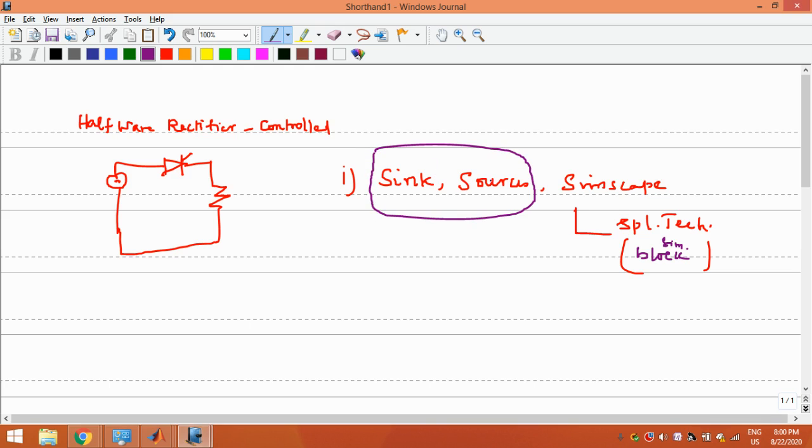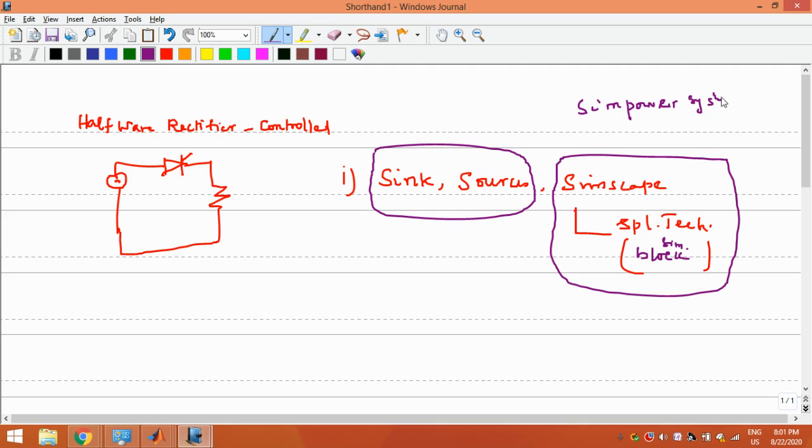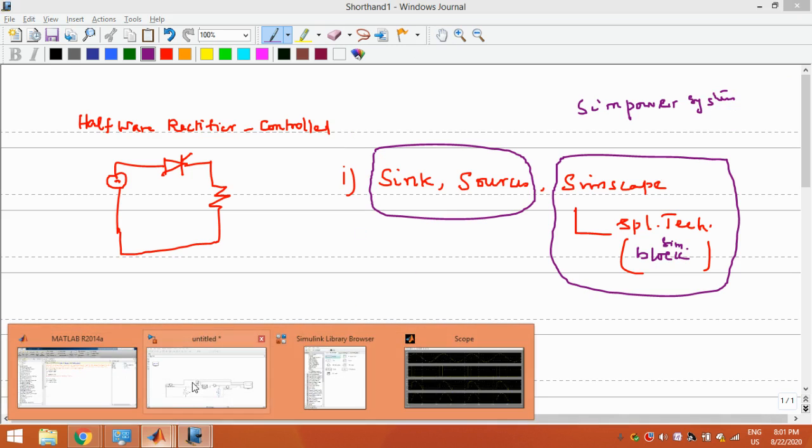Peripherally you need this, it is a vital thing, and different versions will have different names for this block set. What I am trying to simulate is a 2014a version, where under Simscape you have a specialized technology. In earlier versions, I remember you may have a block called SimPowerSystems, under which you can find all your electrical blocks. Okay, let us see in MATLAB how it can be done.